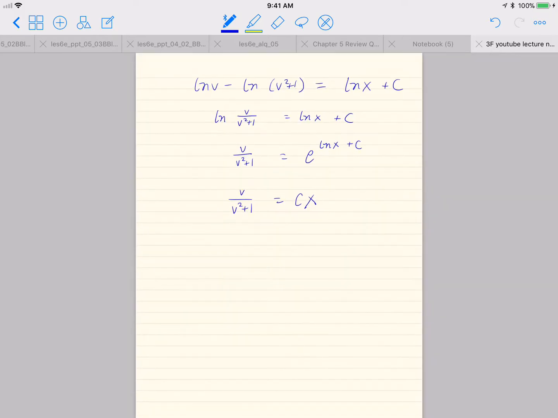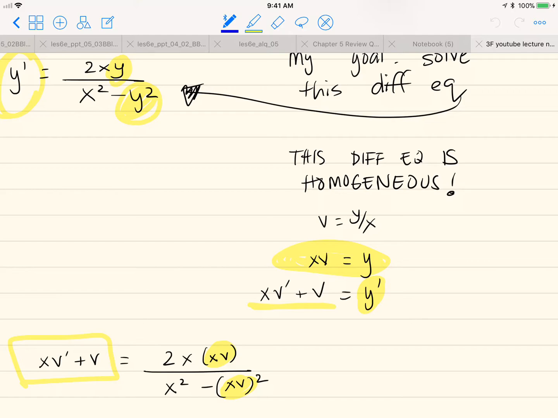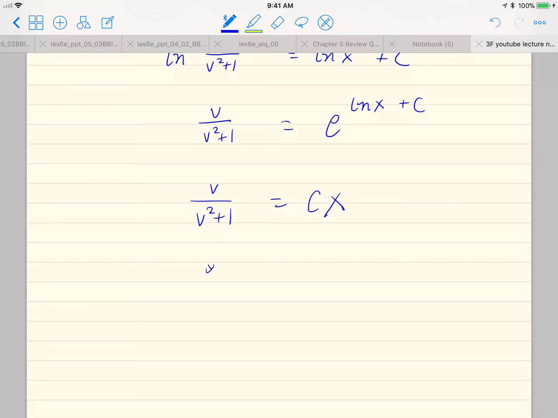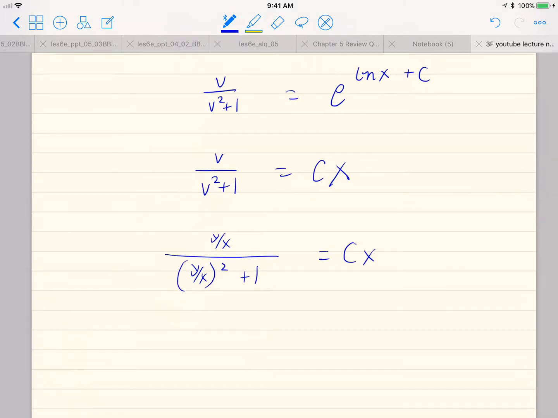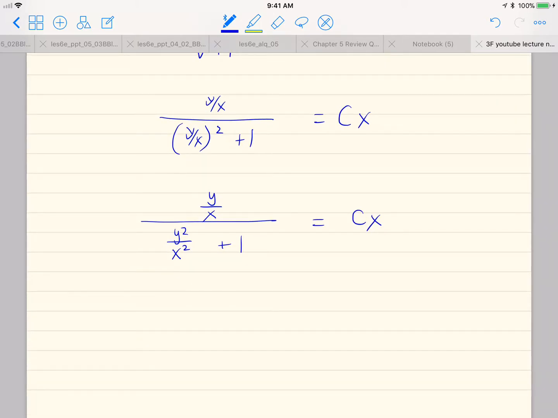What was v? Remember, v, 3 pages ago, was actually y over x. So we've got to plug that in. So v is actually y over x squared plus 1 equals a constant times x. So we'll have y over x over y squared over x squared plus 1 equals a constant times x.